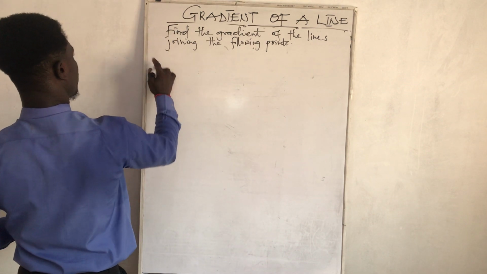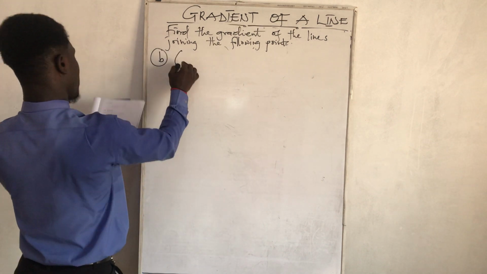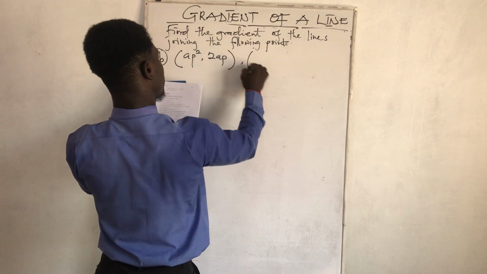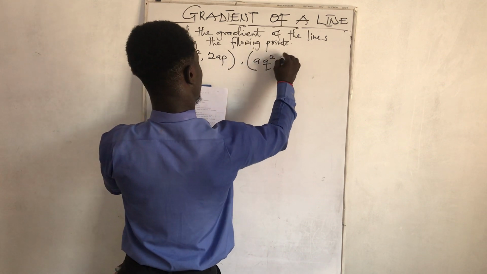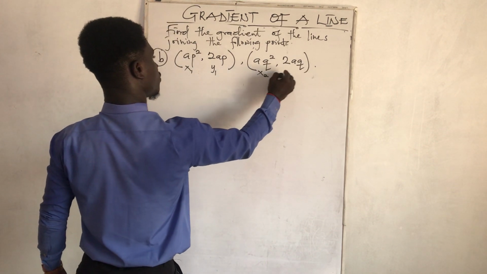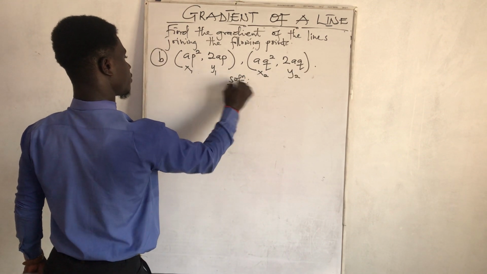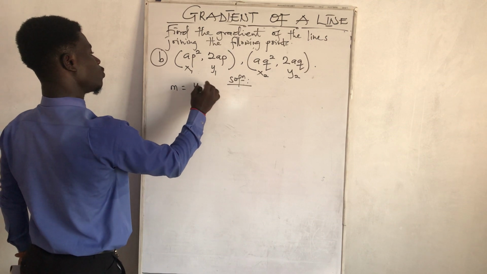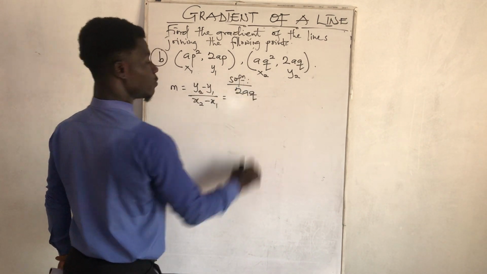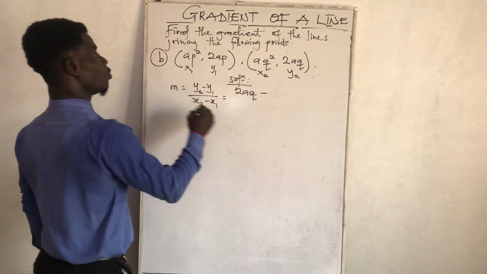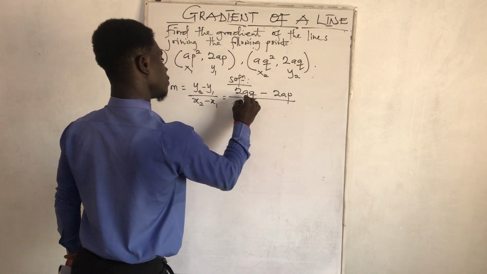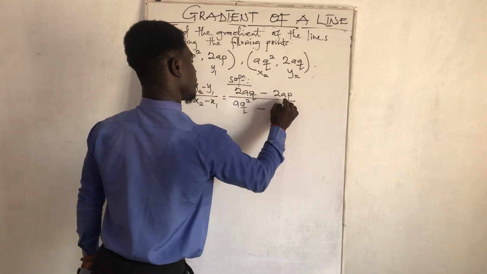Question B, sorry. So I have this point, (ap squared, 2ap), then (aq squared, 2aq). Right. So this one is x1, y1, x2, y2. So solution here, I can get m is equal to y2 minus y1 all over x2 minus x1. So y2, which is 2aq, minus y1, which is 2ap, all over x2, which is aq squared, minus x1, which is ap squared.